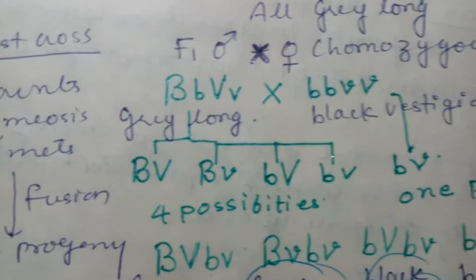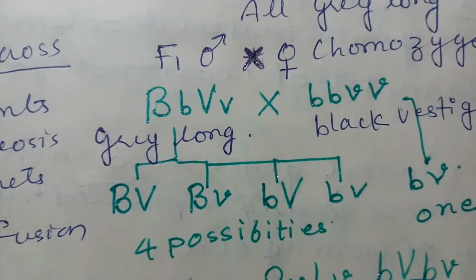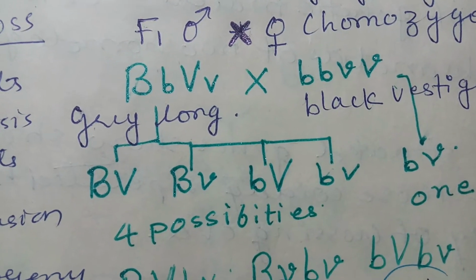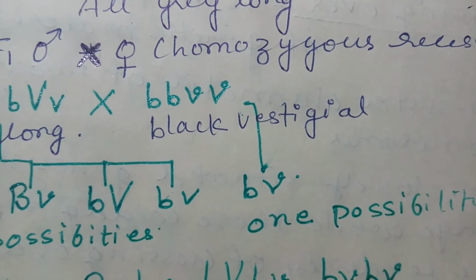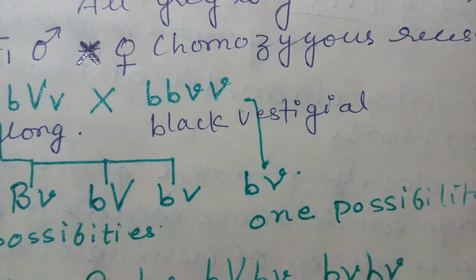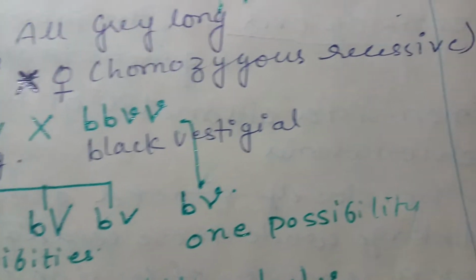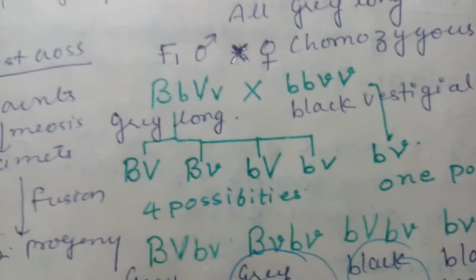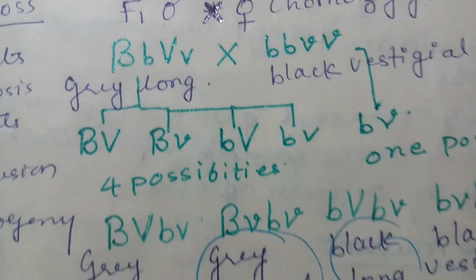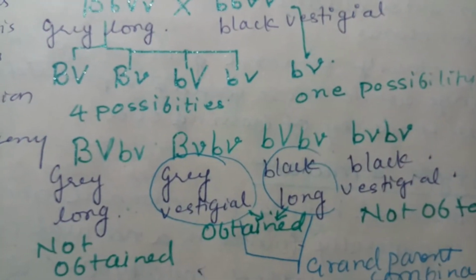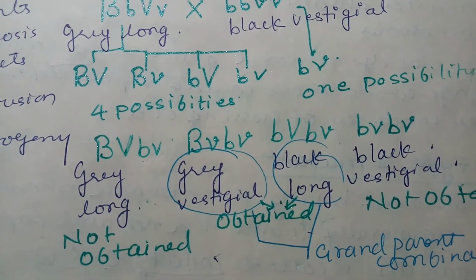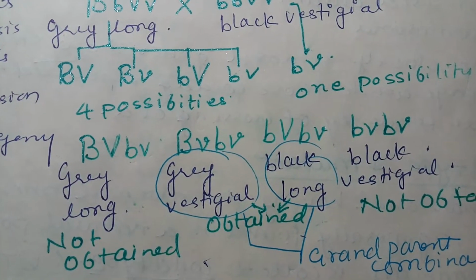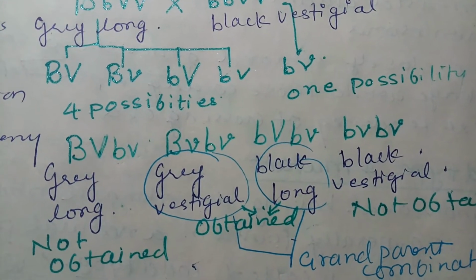So if you look at the gamete here, the possibility of 4 different gametes are there, 4 different combinations, and here only one type of gamete is there, that is small b, that is black and vestigial. Now this black and vestigial is crossed with all 4 combinations, so you'll get 4 different combinations.